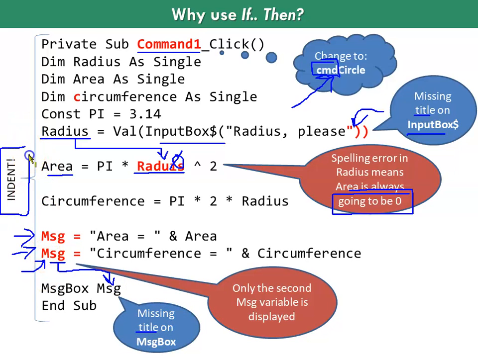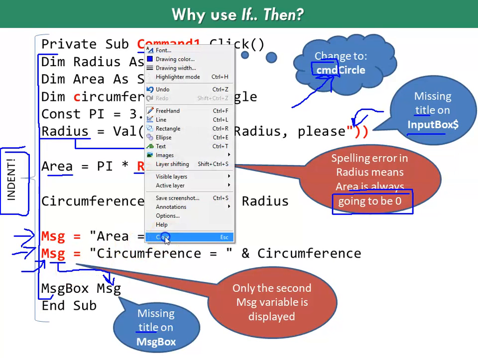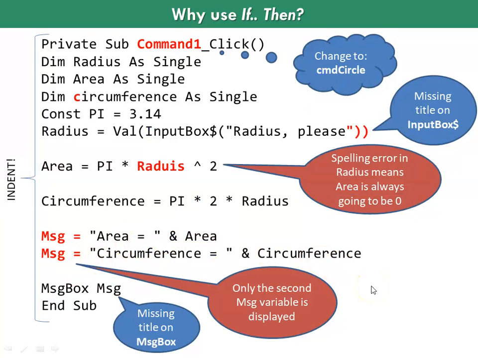You'll notice on the left-hand side, I've also asked you to indent. So everything between the private sub and the end sub should be indented one level. So let's take a look at how that looks when we have corrected things. Oh, one final thing, capitalize the C on circumference.